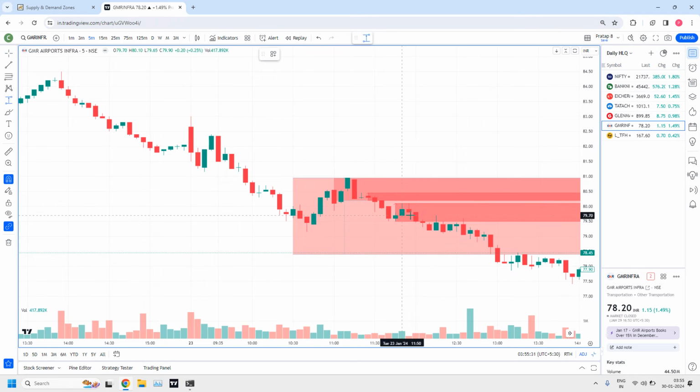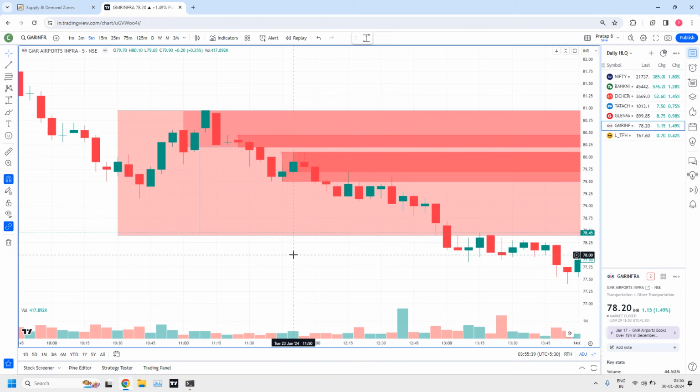And where is that 5-minute zone? Here we have the 5-minute zone. Actually we have a drop, 1, 2, 3 base candles and a drop. Even though this leg out is not great, still you can draw a zone like this.